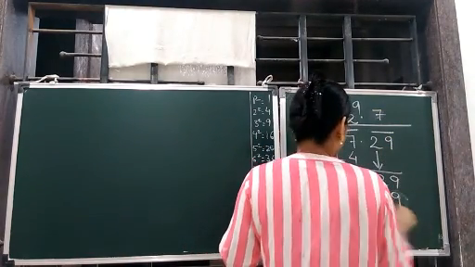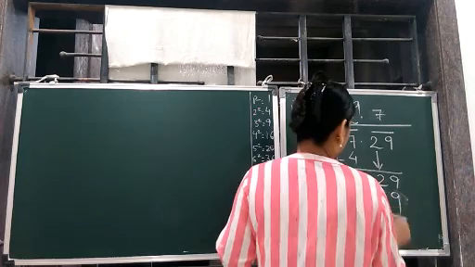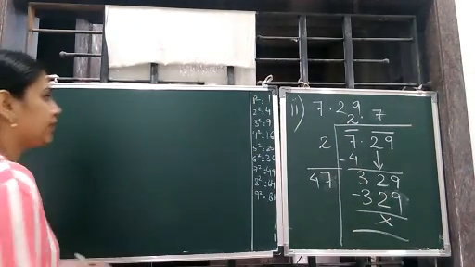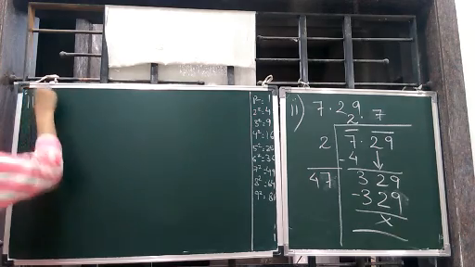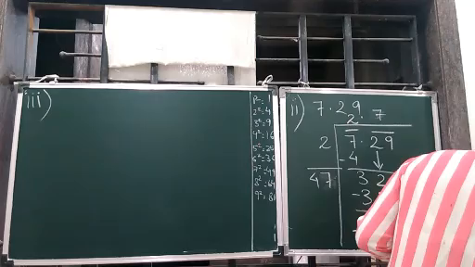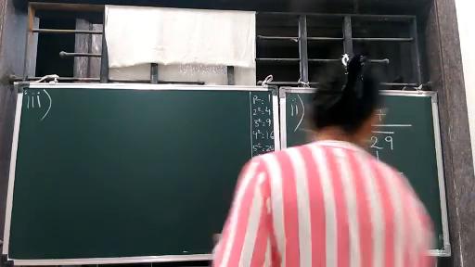7 7s are 49, and this is only from 7 4s are 28, 28 plus 4 will be 32. So this completes the second one. Then we do the third one, children. Third one is 51.84.